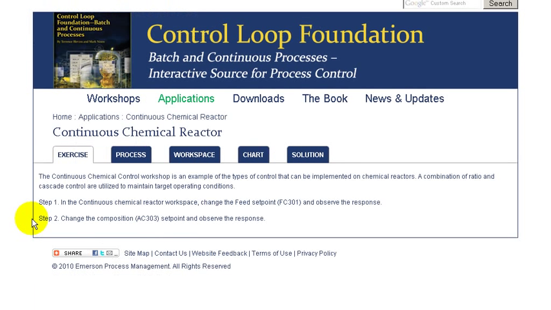We hope this exercise has been helpful to you in understanding chemical reactor control, and we would encourage you to use this exercise to further explore the controls that are provided here, and to use this to improve your understanding of ratio control and cascade control on a unit such as a chemical reactor.